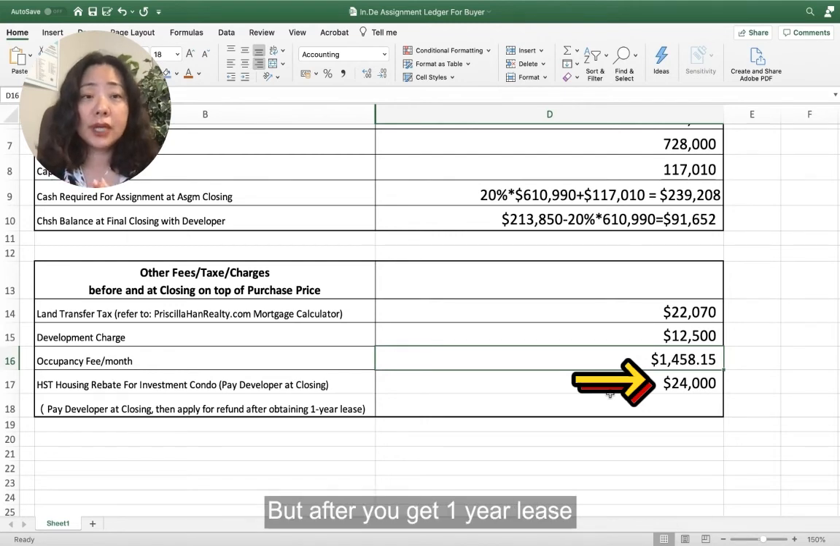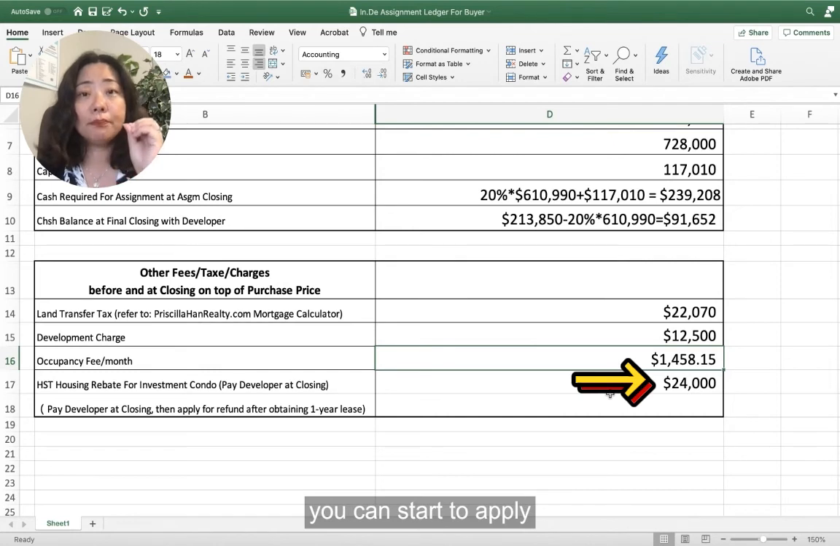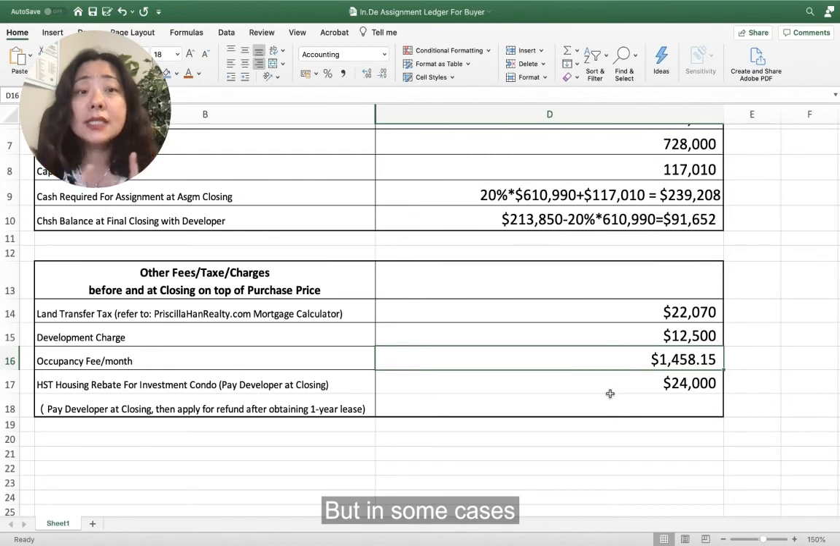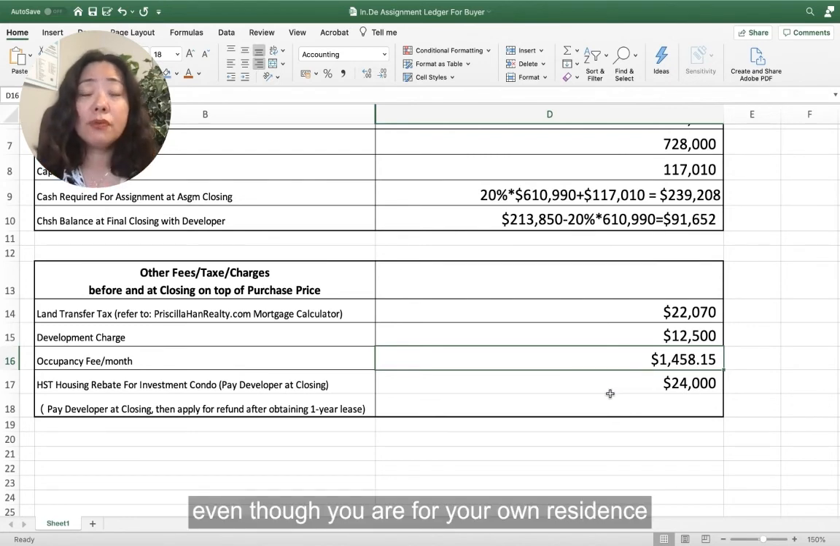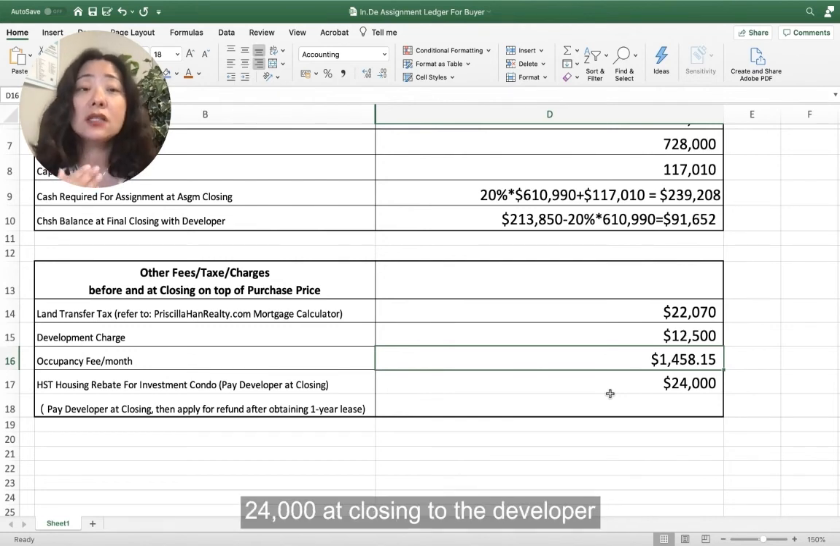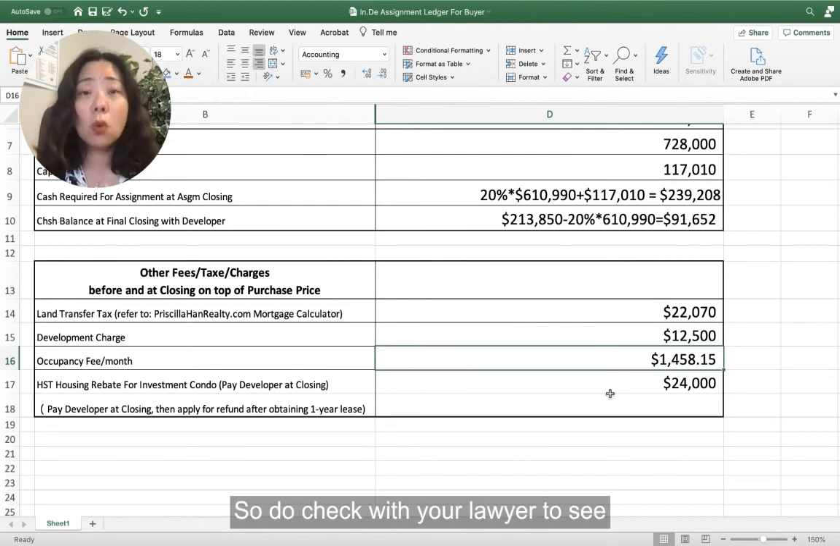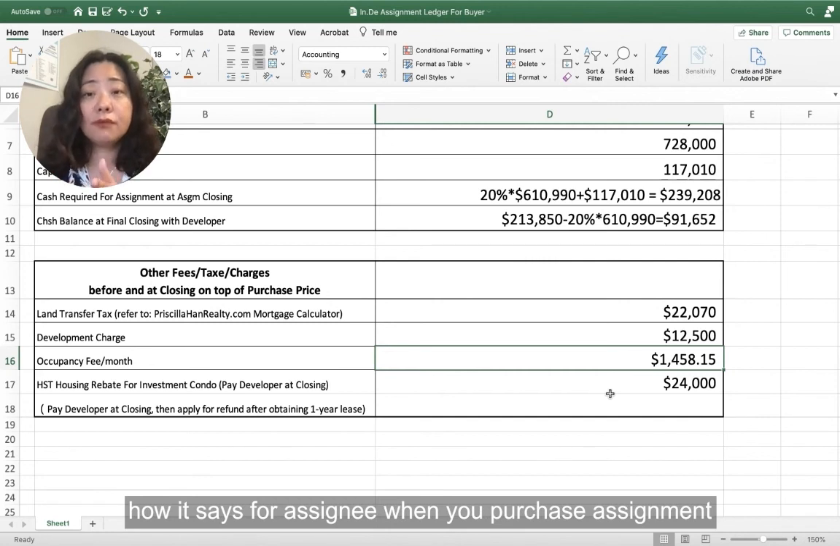But after you get a 1-year lease, not after you have rented 1 year, only after you obtain the 1-year rental lease, you can start to apply for the refund of this $24,000. But in some cases, even though it's for your own residence, because you are an assignee, you still need to pay $24,000 at closing to the developer, but later you can get it refunded. So do check with your lawyer to see how it applies for an assignee when you purchase an assignment.